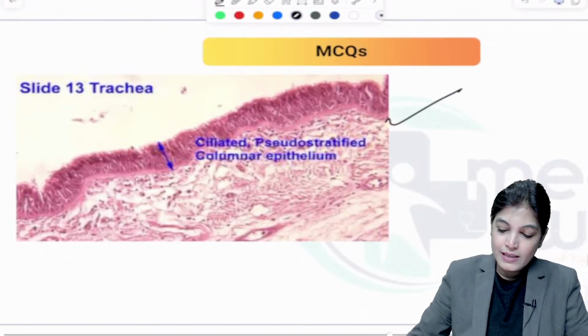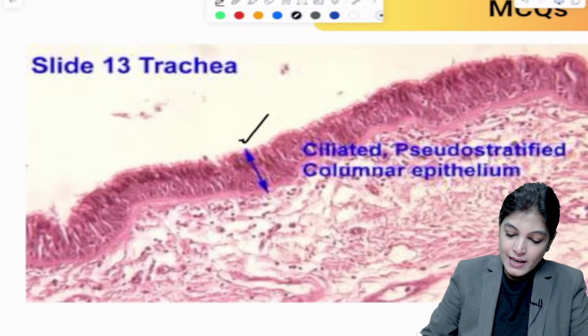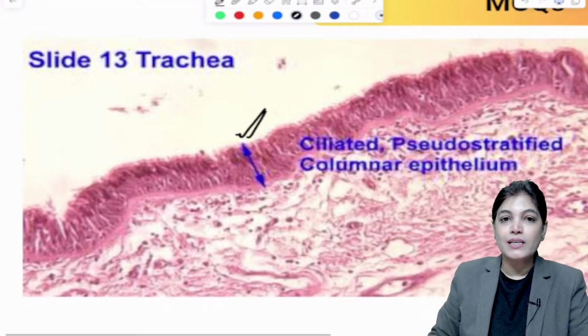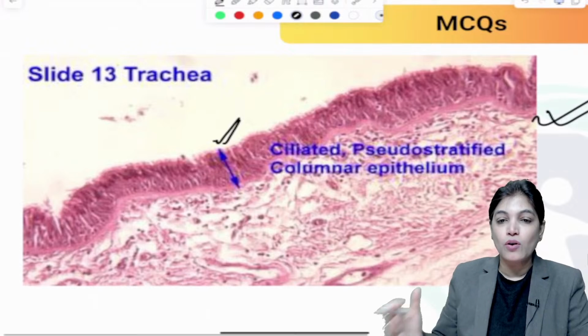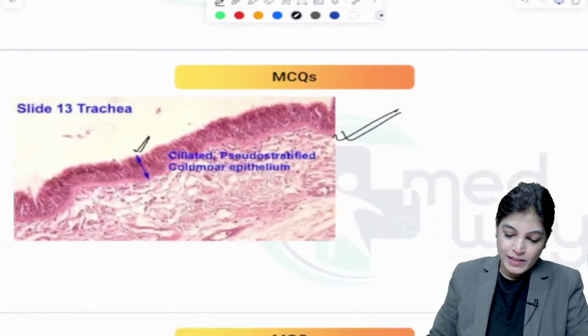This is the histological image which I want you to see. Here you can see these are cilia, which move out the dust particles so they do not enter the lower respiratory tract. Ciliated pseudostratified columnar epithelium, that is the respiratory epithelium.